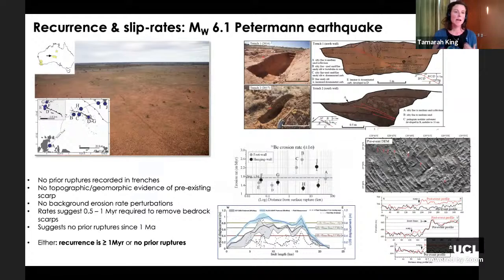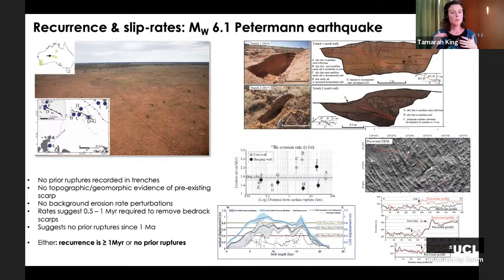So what we want to know for seismic hazard is not only where the active faults are, but the recurrence and the slip rates, right? That's such a key thing that we've all been talking about. It's very hard to get to that with these surface ruptures in Australia. So we took this multi-methods approach for the Petermann earthquake. This was a magnitude 6.1 earthquake in 2016. It ruptured 20 kilometers long in the central deserts of Australia.